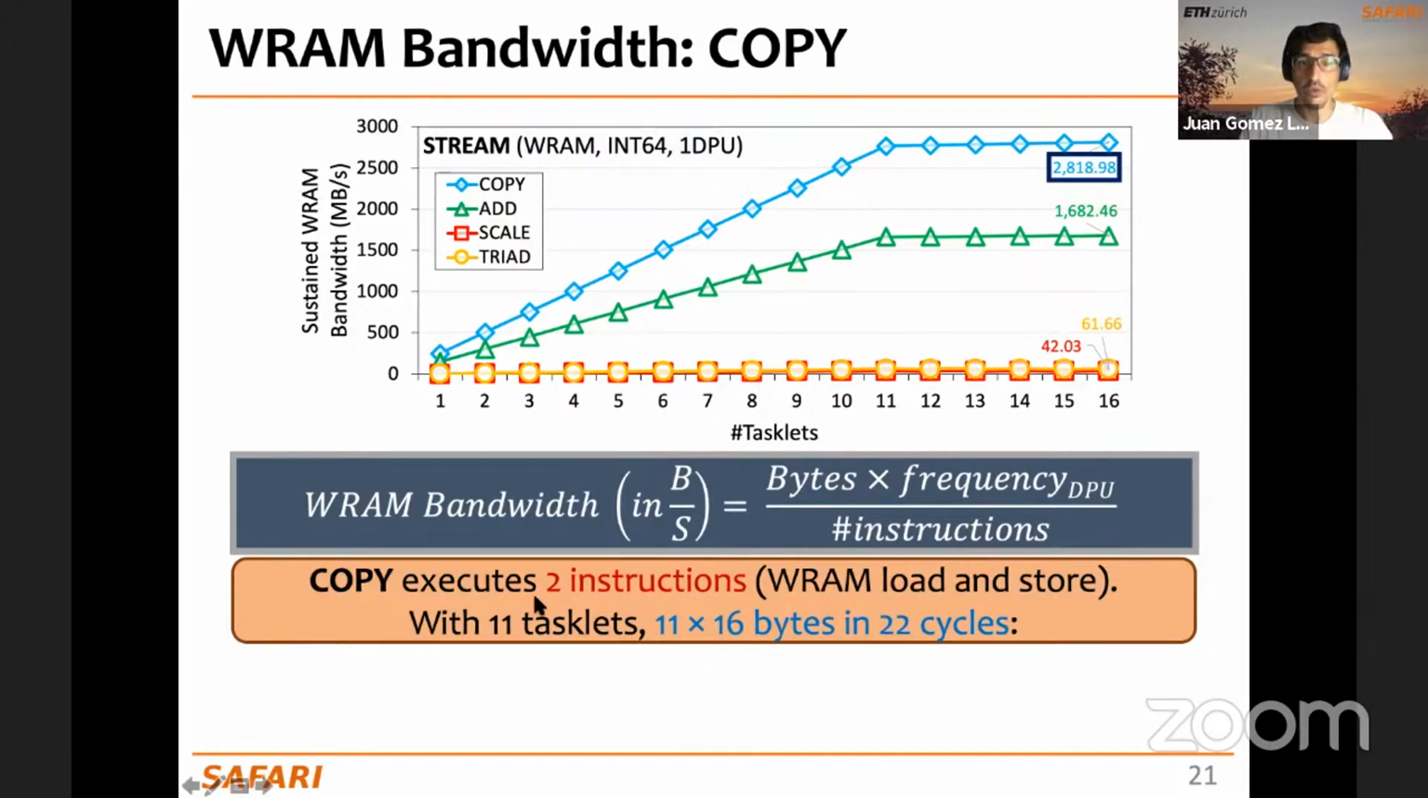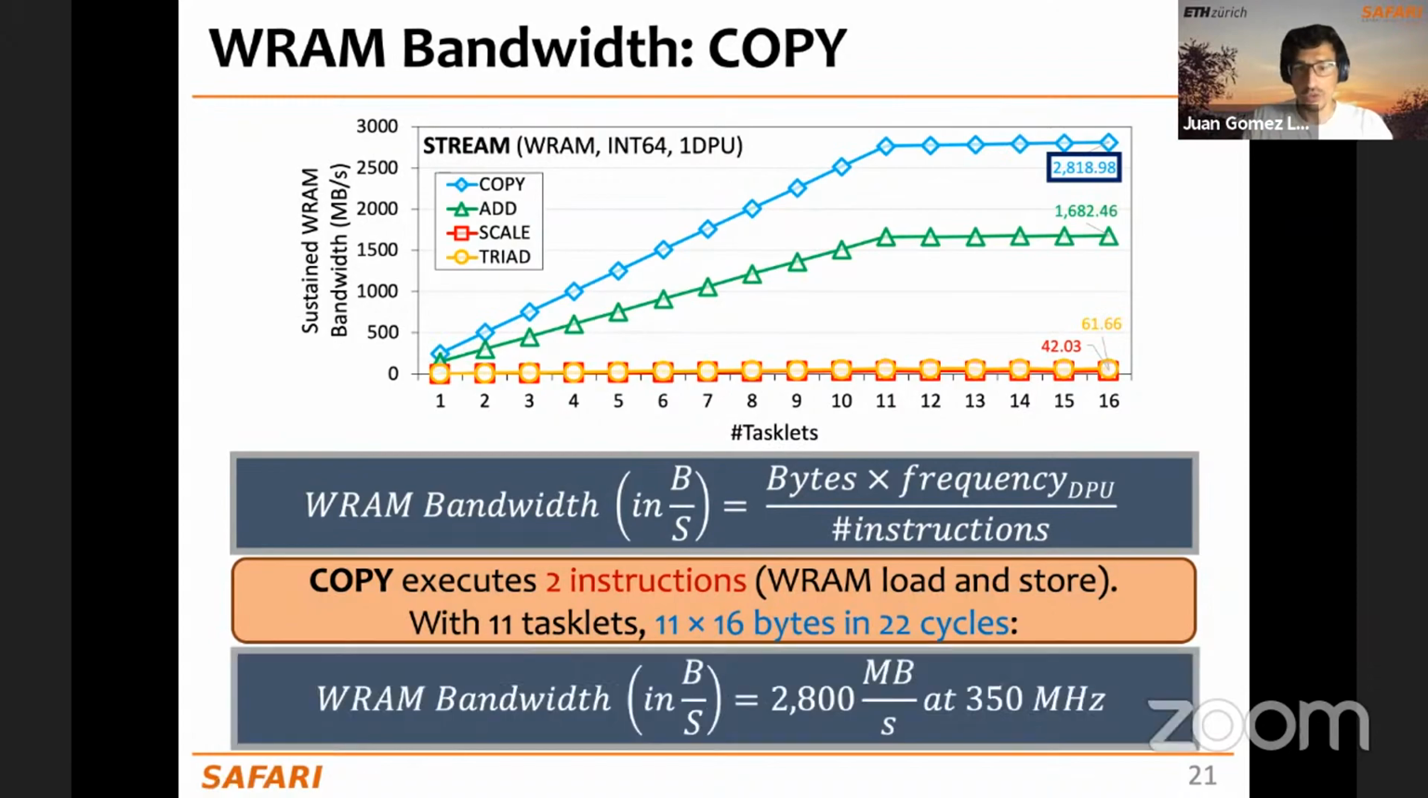So when we have 11 tasklets or more, we would be reading or writing 16 bytes in 22 cycles, right? Because we have 11 tasklets, 2 instructions, so in total 22 cycles. So by using these numbers here, we can obtain the WRAM bandwidth as 2,800 megabytes per second at 350 megahertz. And as you can see, this is very similar to what we are measuring in our experiments.